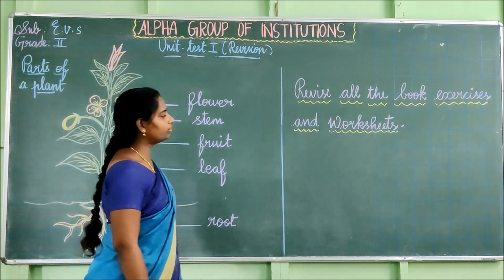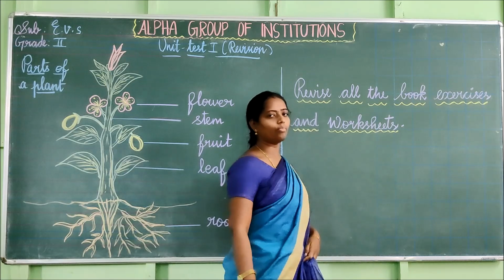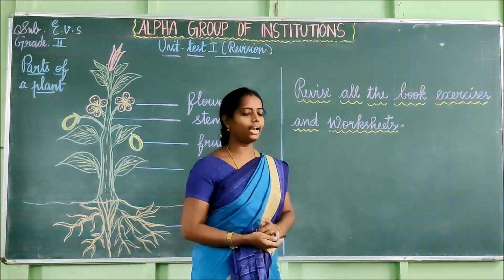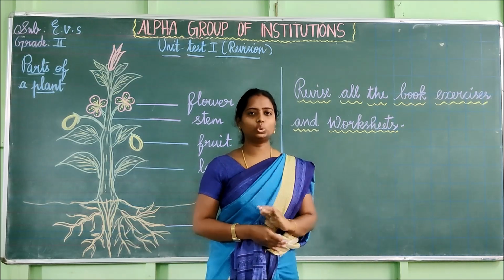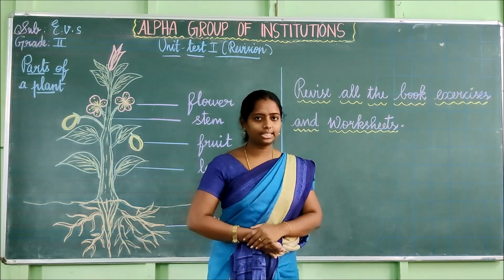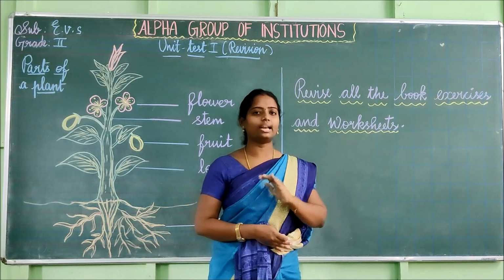Okay children, you have to revise all the book exercises and also worksheets in your book. It is from lesson number 1 and lesson number 2. You have to read all the book exercises, which means choose, match, take the correct sentence, cross the wrong ones, and you have to read all the worksheets from lesson 1 and lesson 2.